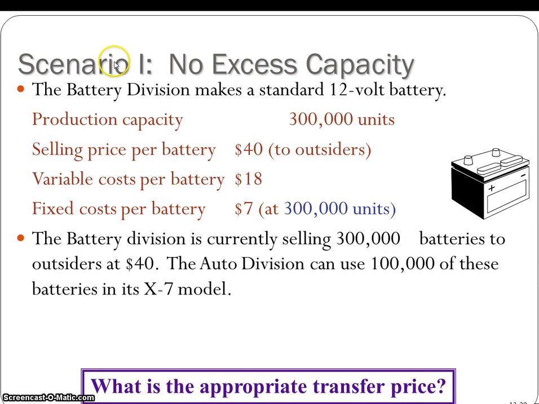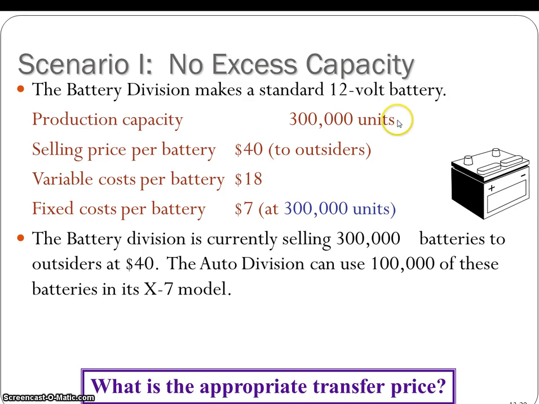So in this first scenario, there's no excess capacity, meaning that the battery division is selling all that it can make. So when its sister company comes knocking on the door and says, hey, we need batteries, the battery division is like, you know what, we're selling as many batteries as we can make. They're selling quickly, and if we supply you, that means we're going to miss out on a high profit sale to an external customer. So they have to negotiate a transfer price.